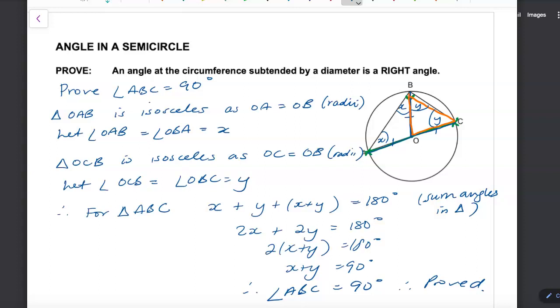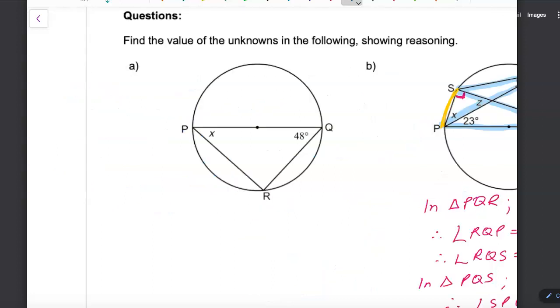So if we're ever using the diameter of a circle and we're using through that arc a point on the circumference, it will always be 90 degrees. So taking a look at a question, we've got a circle. We can clearly see we've taken a diameter from P to Q through the central point O. So we know that angle PRQ is equal to 90 degrees because of the angle in a semicircle that we've just proven. So that is 90 degrees at point R.